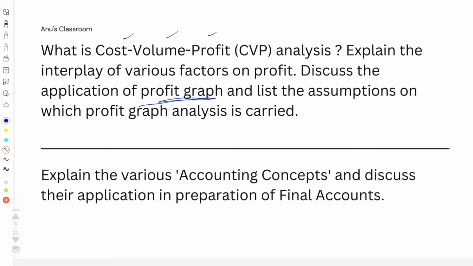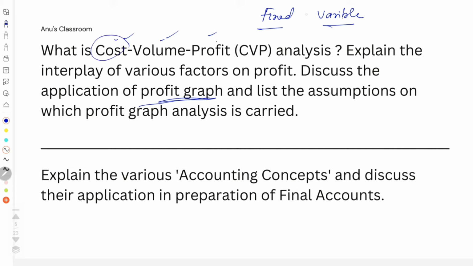So what is cost volume profit analysis? In marginal costing, we said that cost is divided into fixed and variable, correct? So in cost volume profit, that is CVP analysis, it is a way to find out how changes in variable and fixed cost affect the firm's profit. Cost volume profit.